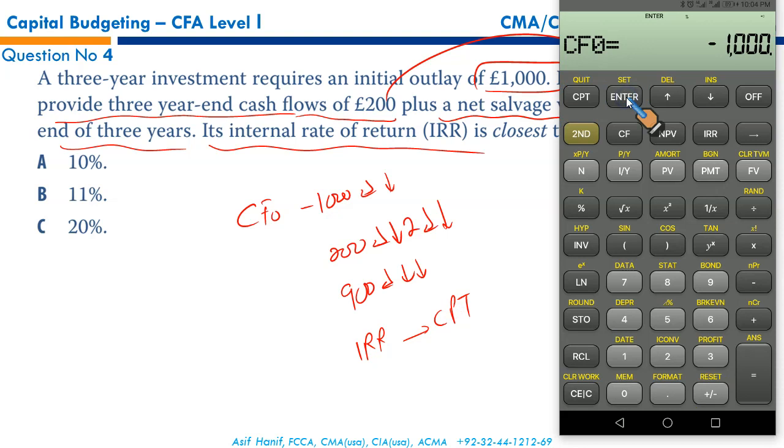So your cash flow at year 0 is £1,000 negative. Then £200, enter, down arrow key once. Frequency of this cash flow is 2. Enter, down arrow key, then enter 900. Enter, down arrow key twice. Press IRR, CPT. It's 11.025.